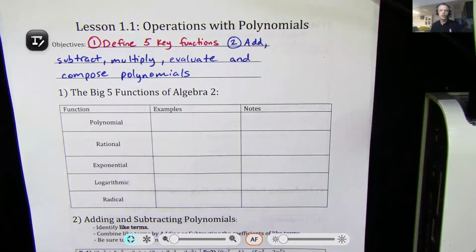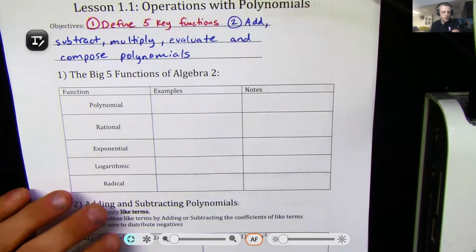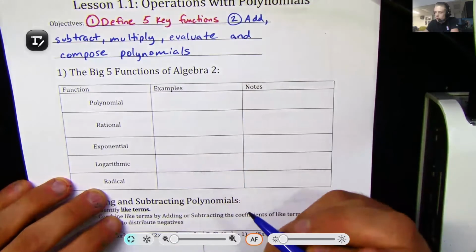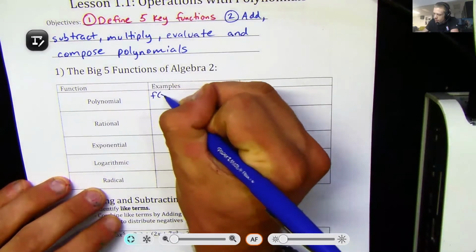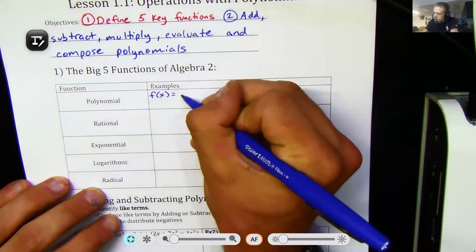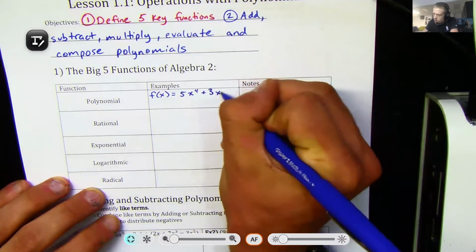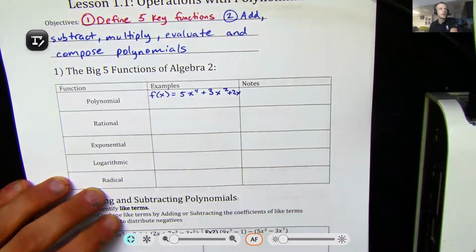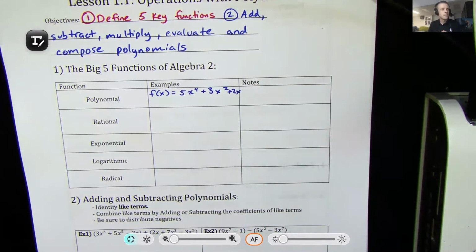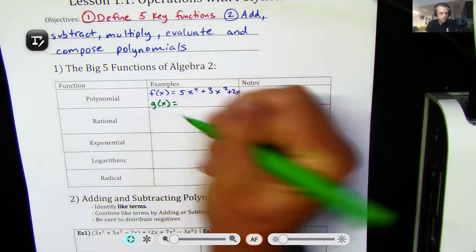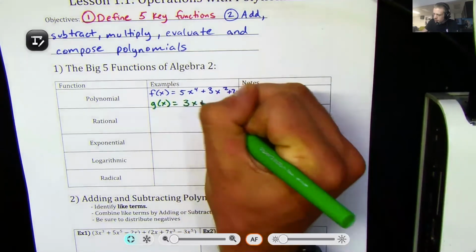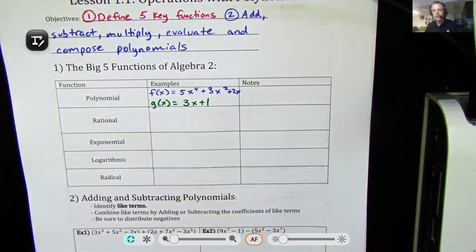First off, polynomials. Polynomials are functions that look like this. I'll give you an example. Let's say I have a function f of x, and it is 5x to the 4th plus 3x squared plus 2x. Barely fit it in. So that is an example of a polynomial. It's basically just a string of a bunch of variables and coefficients. Another example of a polynomial is like 3x plus 1. That's a really easy one. You might remember from Algebra 1, that's called slope-intercept form, and it is actually a polynomial.